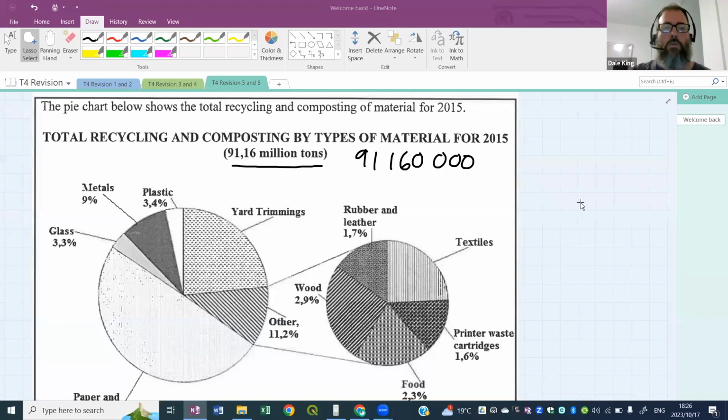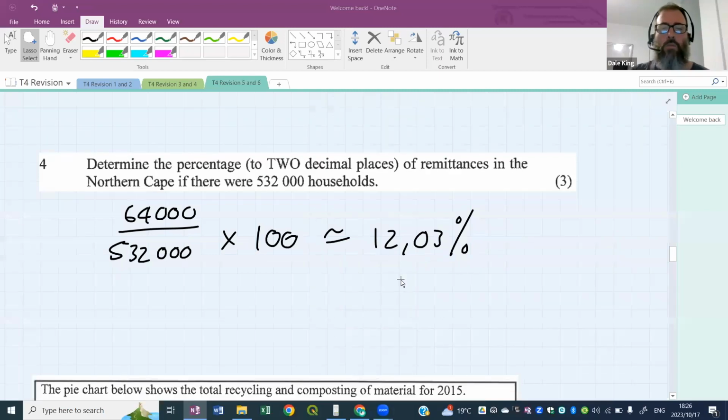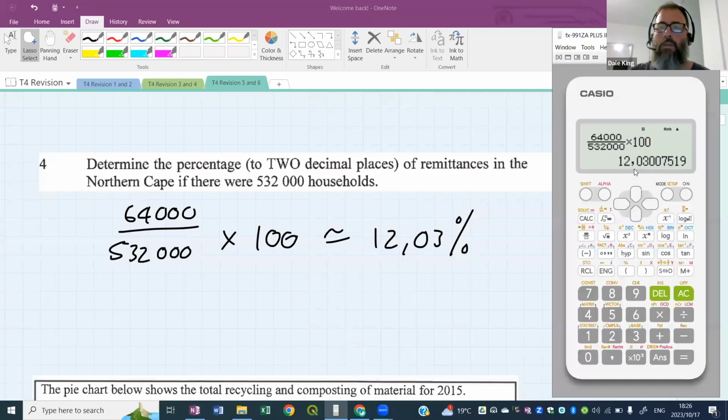Sure, no problem. I'll go back to question 4. There it is. So we just need to work out a percentage, and we had to do it to 2 decimal places. And on my calculator, when we did it there, that's the value we got. So I just rounded off to 12,03. There's no numbers behind the 3, so we don't have to worry too much.